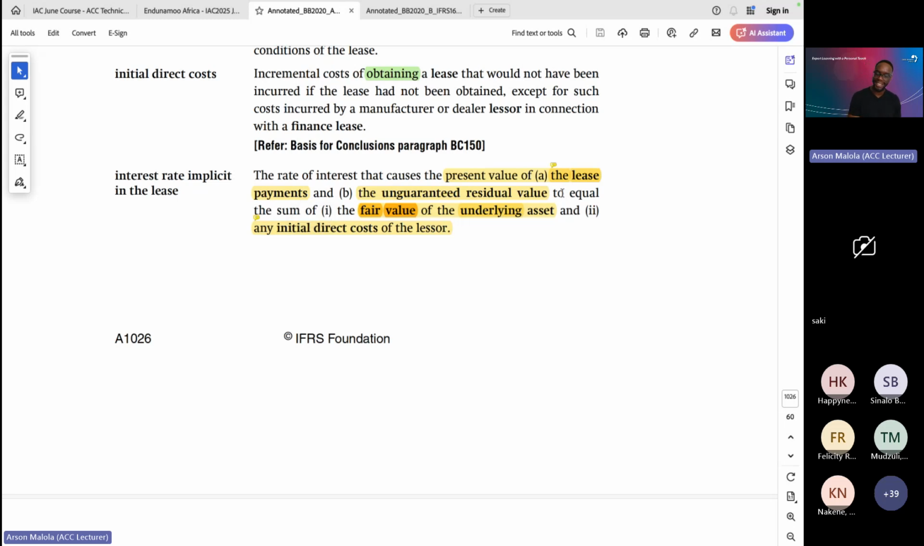So I need to add the unguaranteed residual in there too, to the fair value plus initial direct costs of the lessor. So another thing that the examiner likes testing is this is the initial direct cost of the lessor only, not the lessee's. The lessee's gets capitalized on the right of use asset. It's just the lessor only. Examiner loves testing that particular point. Okay, so when calculating the rate implied in the lease, it is both the guaranteed and unguaranteed residual.